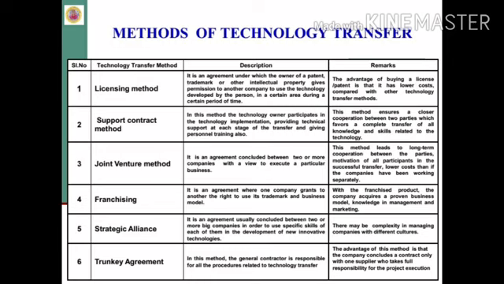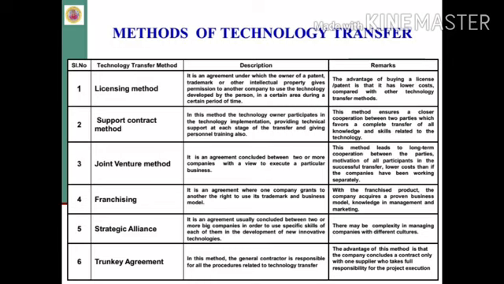It is an agreement that is concluded between two or more companies with a view to execute a particular business. This joint ventures method leads to a long-term cooperation between the parties involved. The motivation of all the participants in the successful transfer, lower cost than if the other companies have been working separately.